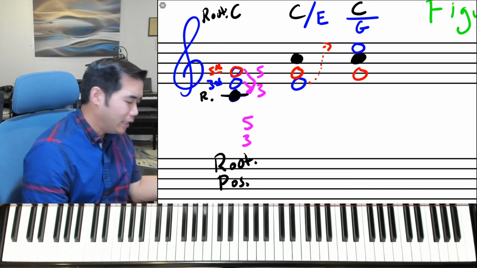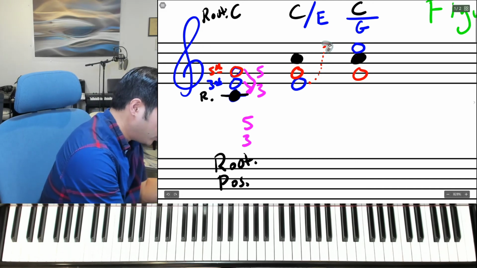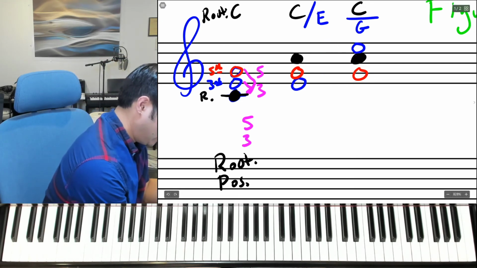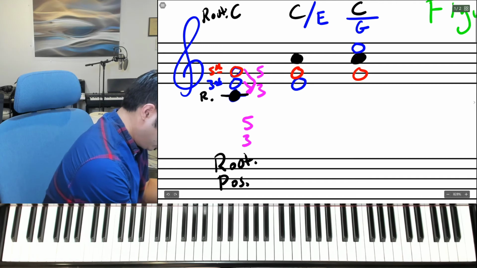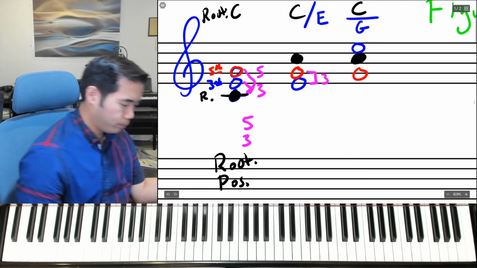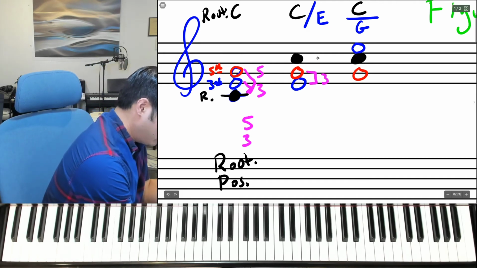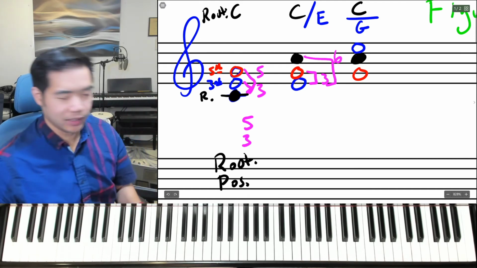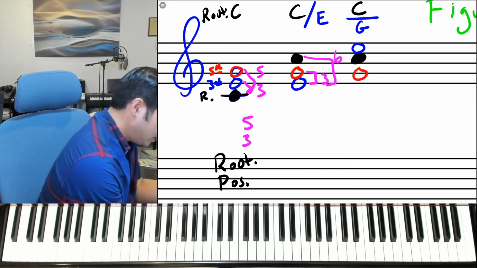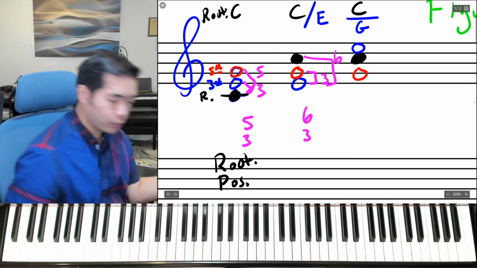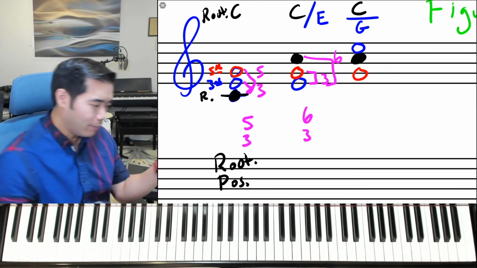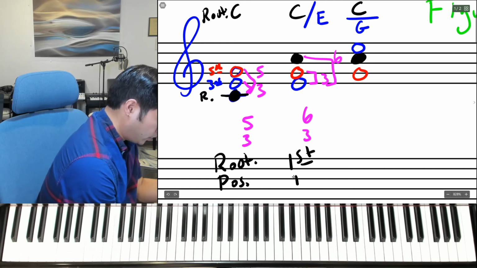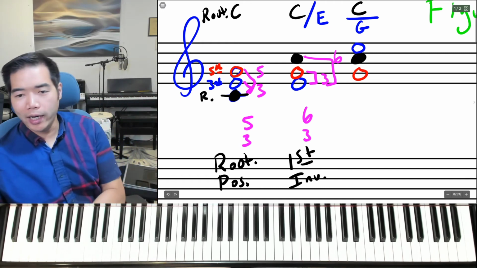If we look at the next example here, again, we are just comparing higher notes to the bass note, to the lowest note. So in this case, let's compare the lowest two notes, which gives us a third. And now compare the highest note to the lowest note, and that gives us a sixth, because E to C is a sixth. So in this case, the figured bass is 6-3. That means 6-3 always refers to a first inversion triad.